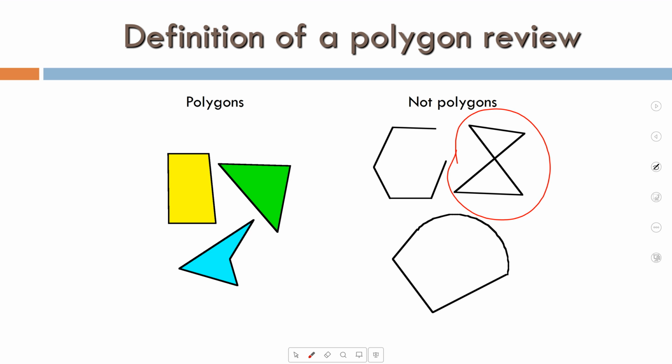A closed shape? This one's closed, but I like that. That's a good starting point. Good, because this one's not closed, so that takes care of that. It's got to be closed. No curved sides? Good. Or the sides are made up of segments. That takes care of this, gets rid of that guy. And how do we eliminate this guy?